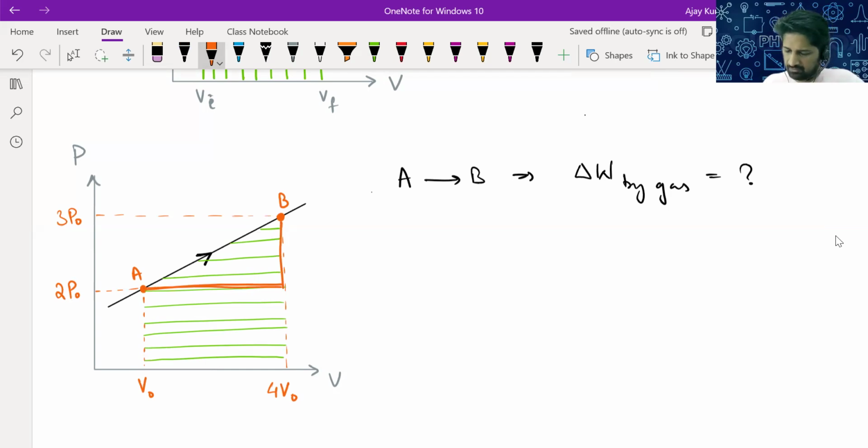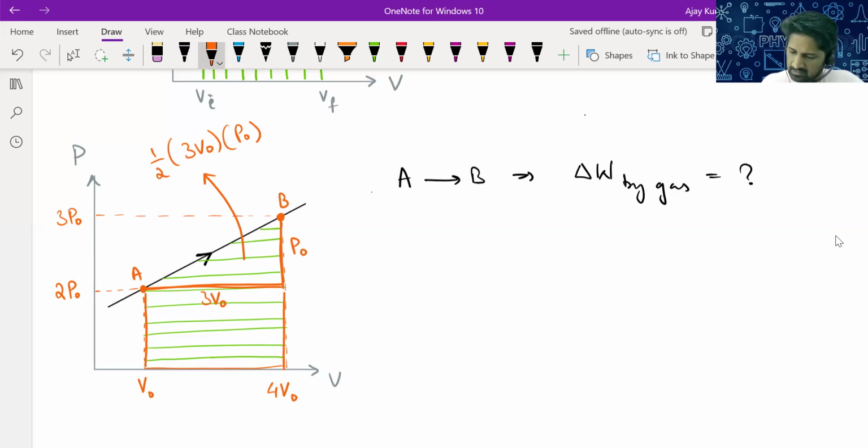The base here from V naught to 4 V naught becomes 3 V naught. And the height of this triangle, 2 P naught to 3 P naught, is P naught. Therefore, this area becomes half base into height, half times 3 V naught multiplied with P naught. Next, the rectangle's area.